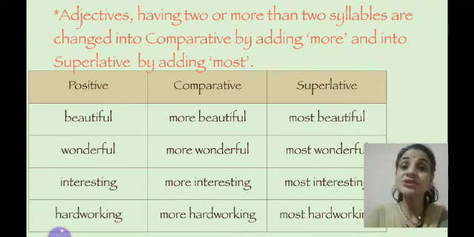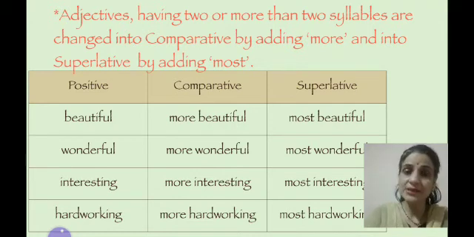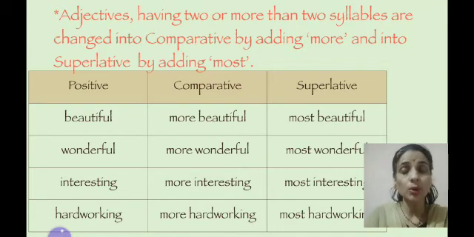They are changed into comparative by adding more, and they are changed into superlative by adding most. For example, beautiful. So we can't say beautifuler, beautifulest. No, it's wrong because it has two syllables. So we will make the comparative by adding more. So the comparative degree will be more beautiful and the most beautiful will be superlative degree.